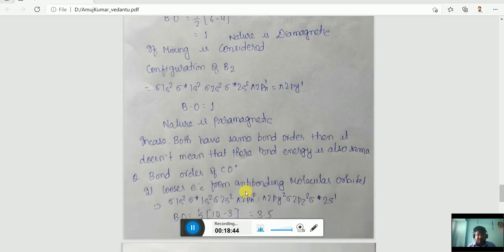One other important question, which even in NEET has been asked: what will be the bond order of CO plus?